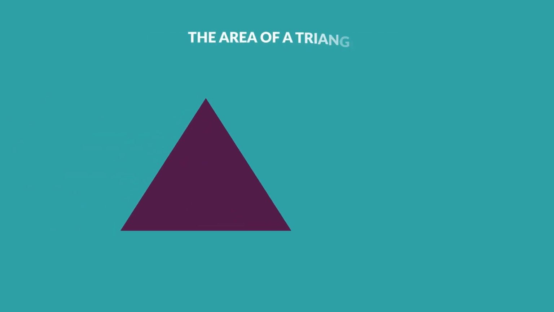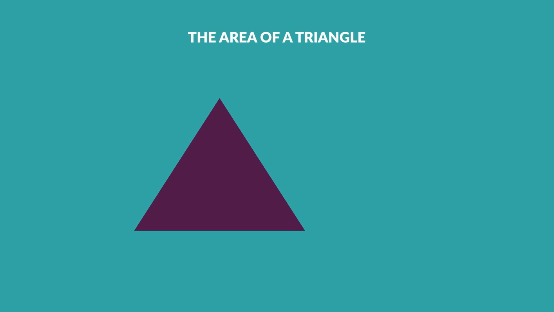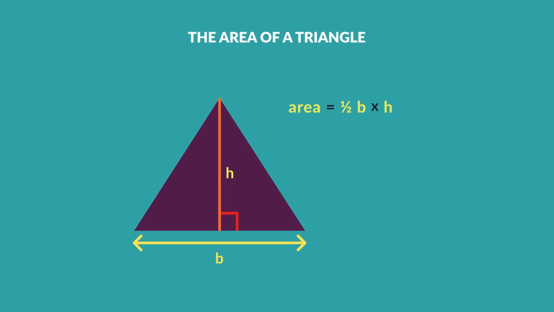Do you remember how to find the area of a triangle? We use the formula: area of a triangle equals half the base multiplied by the height. The height of a triangle is the perpendicular distance from the triangle's base to the opposite vertex.